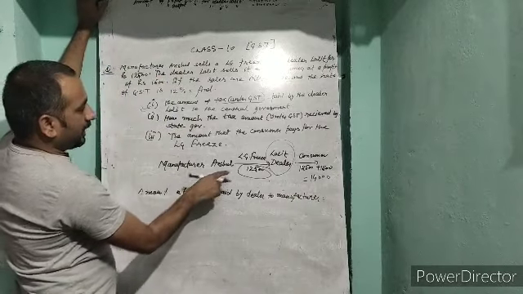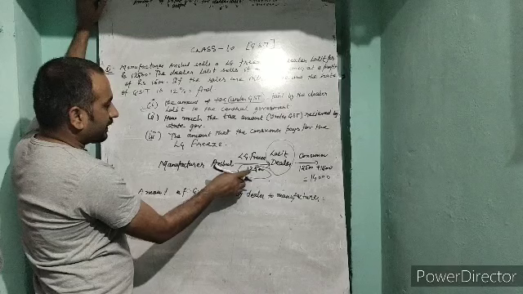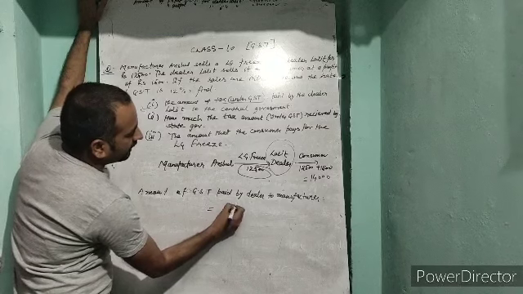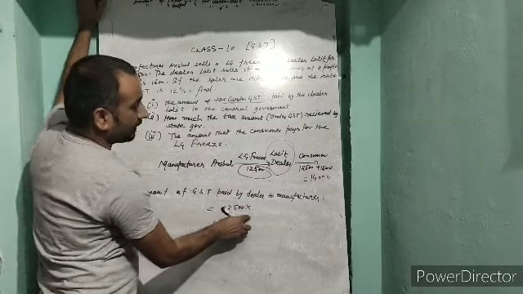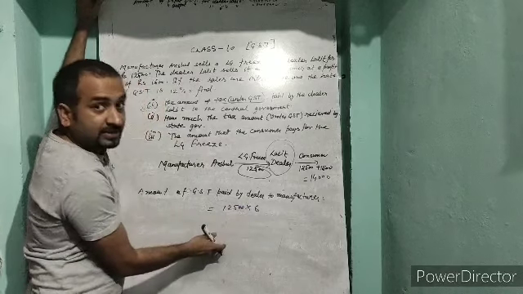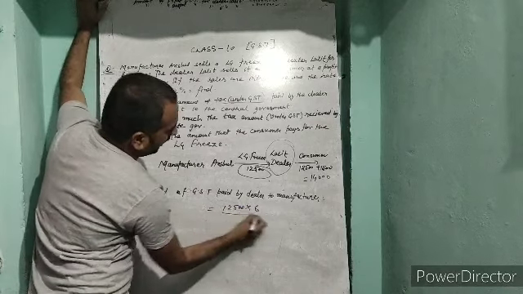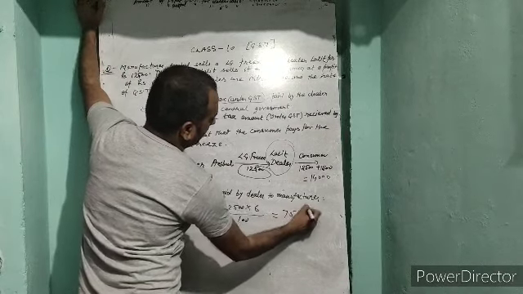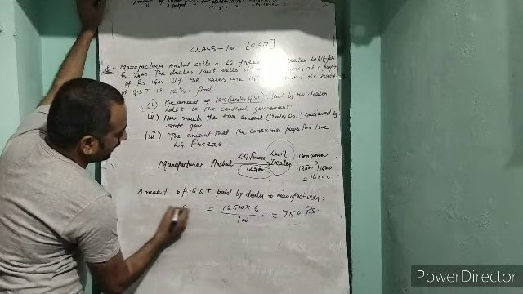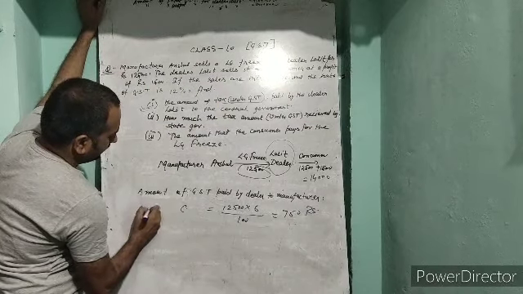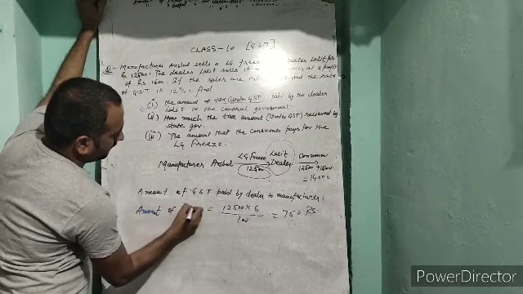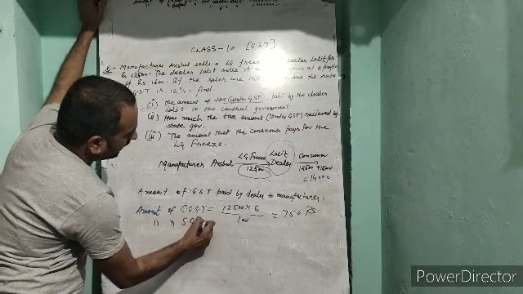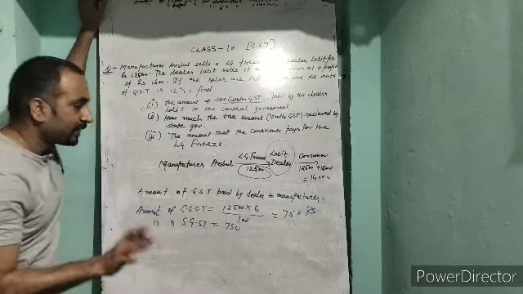The cost price of this fridge for the dealer is 12,500. So the amount of CGST is 12,500 into 6 upon 100, because the GST is 12%. So this will give you 750 rupees. Similarly, the amount of SGST is also 750.